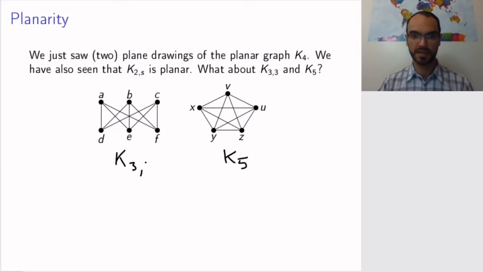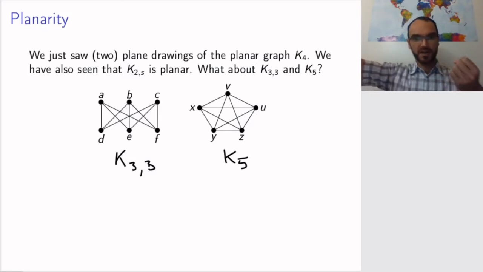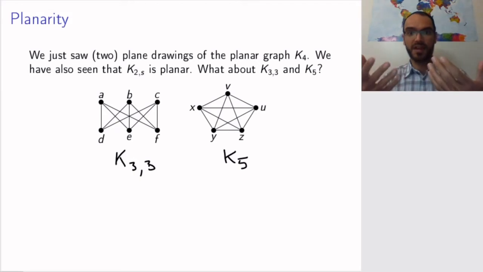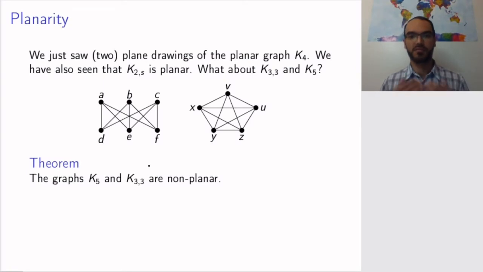3 plus 3 vertices. So as you see here, there are lots of crossings, but maybe just as in the case with K4, we can draw edges in a smarter way so that in fact the graph is planar, and we've just drawn it here in an unnecessarily complicated way that causes crossings. Is that the case? Well, in fact, no. As we will prove in a minute, the graphs K5 and K33 are non-planar.